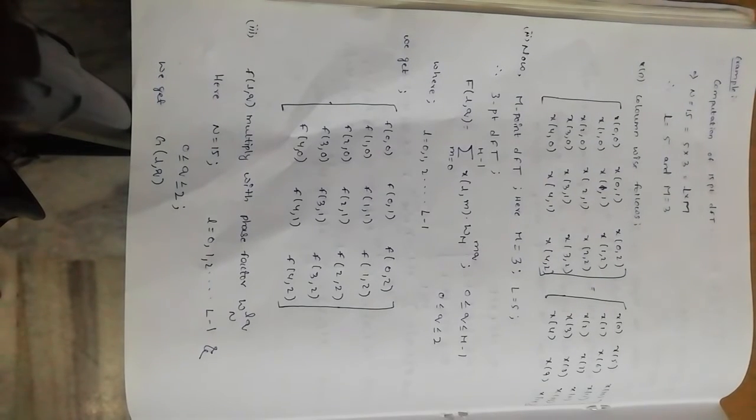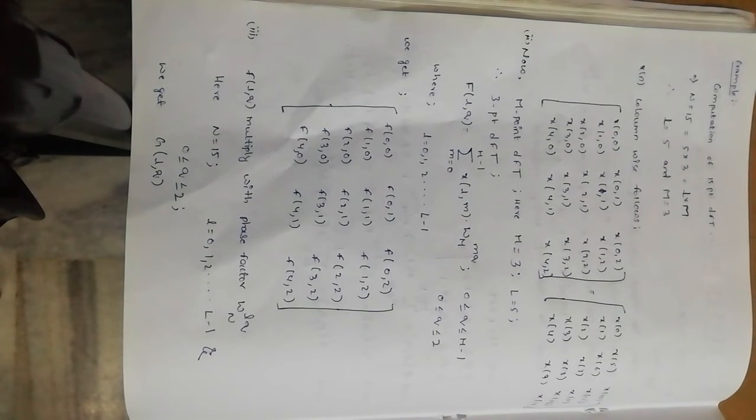Here is one example where capital N is equal to 15. We need to compute the 15-point DFT. For that, we need to divide it into two factors, that is 5 into 3, where capital L is equal to 5 and capital M is equal to 3. First of all, we need to write it in a column-wise matrix. After that, we need to compute the M-point DFT.